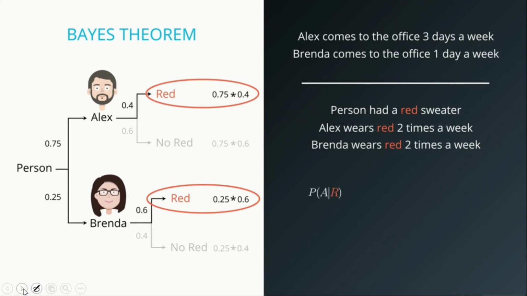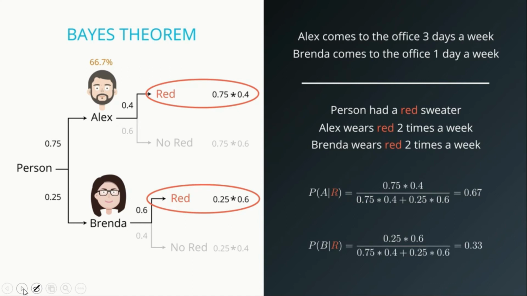So our new probability of the person being Alex is the top one, namely 0.75 times 0.4, divided by the sum of the 2, namely 0.75 times 0.4 plus 0.25 times 0.6. This is precisely 2/3 or 0.67. And now we can see that the complement is the probability that the person is Brenda, which is 1/3 or 0.33. If we take Brenda's probability and divide it by the sum of both probabilities, we get 1/3 as desired. And that's it. That is Bayes' theorem at its full potential.